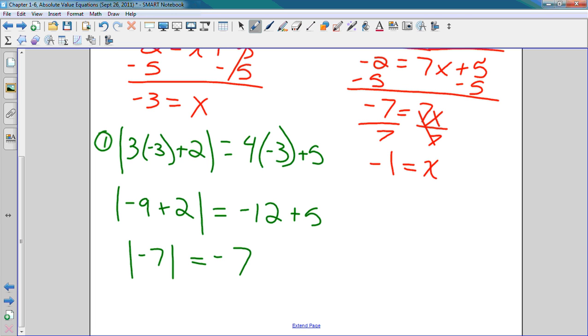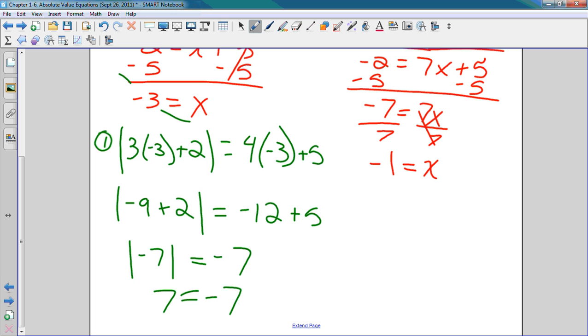So does positive 7 equal -7? Are they the same thing? Would you rather have $7 or negative $7? 7. Yeah, so are they the same? No, one you owe money and the other one you don't. So are they the same? No. So does this solution work?